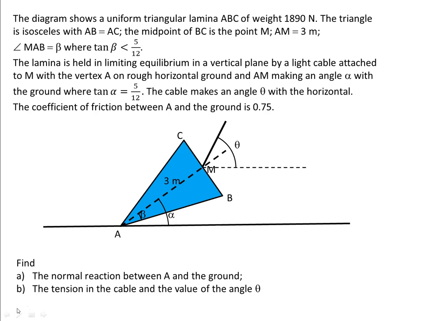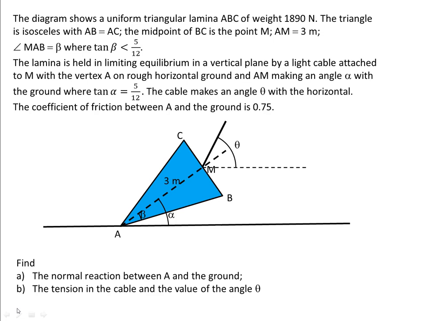The lamina is held in limiting equilibrium in a vertical plane by a light cable attached to M, with the vertex A on rough horizontal ground and AM making an angle alpha with the ground, where tan alpha is equal to 5/12. The cable makes an angle of theta with the horizontal, and the coefficient of friction between A and the ground is 0.75. We have to find the normal reaction between A and the ground, the tension in the cable, and the value of the angle theta.